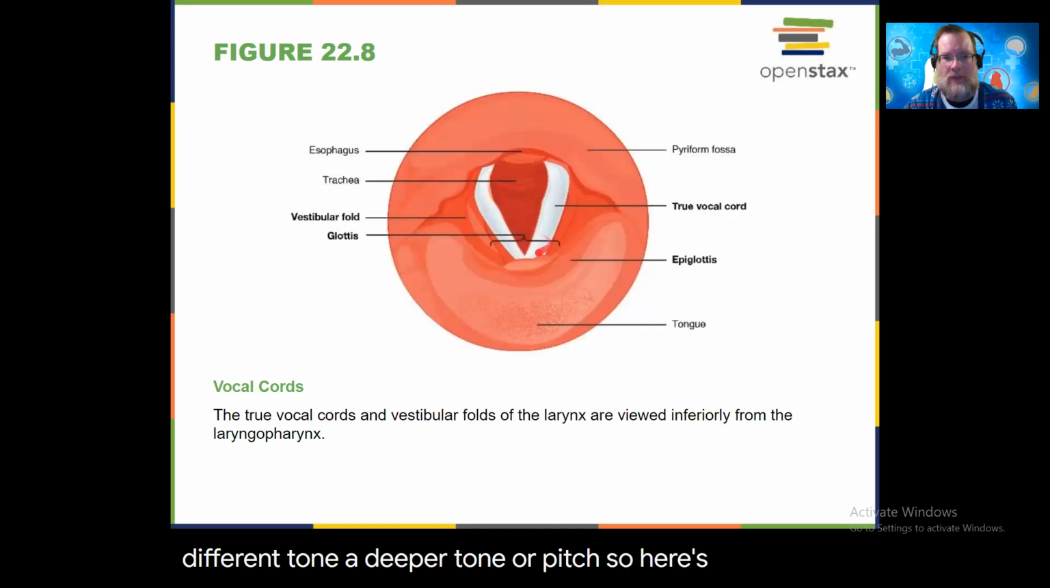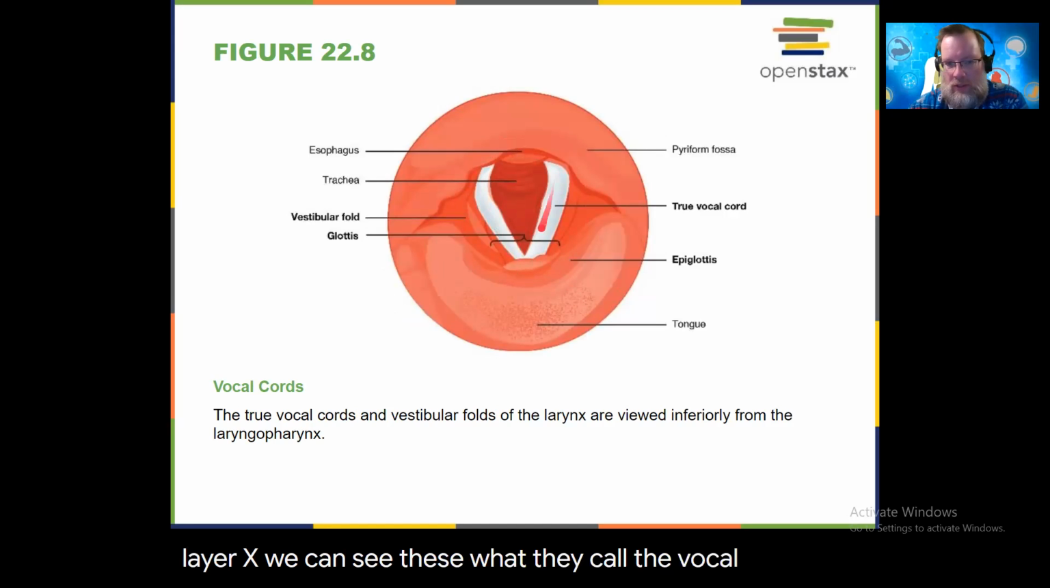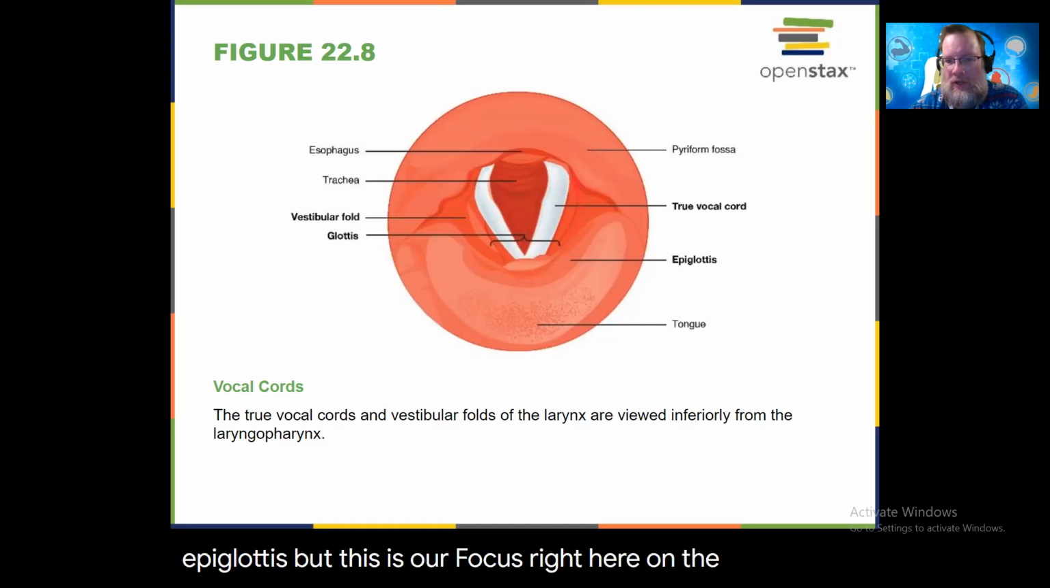So here's the view looking down into the larynx, okay, and then the trachea. So this is the larynx. We can see what they call the vocal cords and the vocal folds. Okay. So it's showing the tongue and the epiglottis, but our focus is right here in the center. So this is the opening from the larynx down into the trachea.